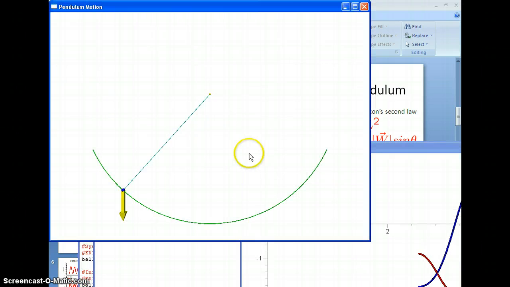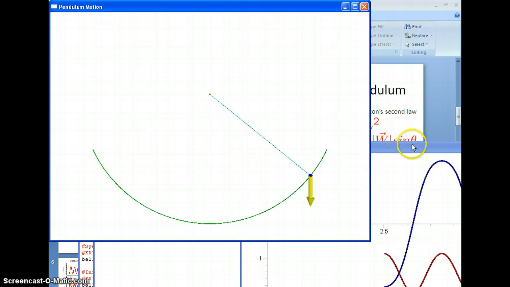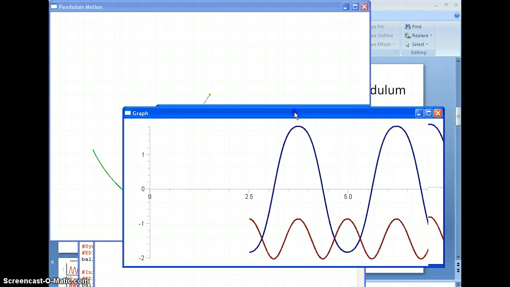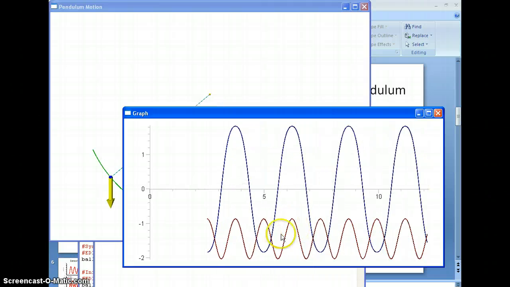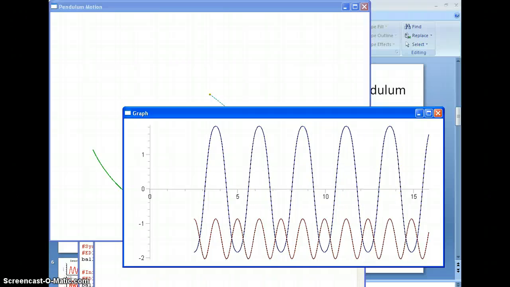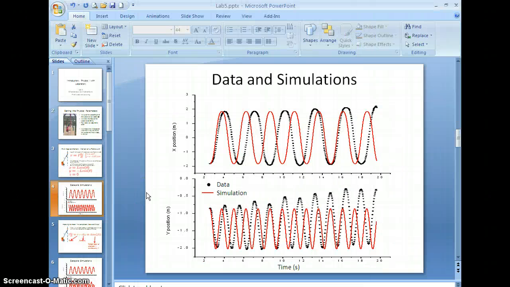Here we can see the motion of the pendulum simulated, and in this graph the blue line is the x position versus time, and the red line is the y position versus time. We compared the simulated data, in red, for both the x and the y position, versus the actual data, which are the black dots. We can immediately see that we don't get a good agreement, neither in the period of the simulated data versus the actual data, nor in the amplitude.